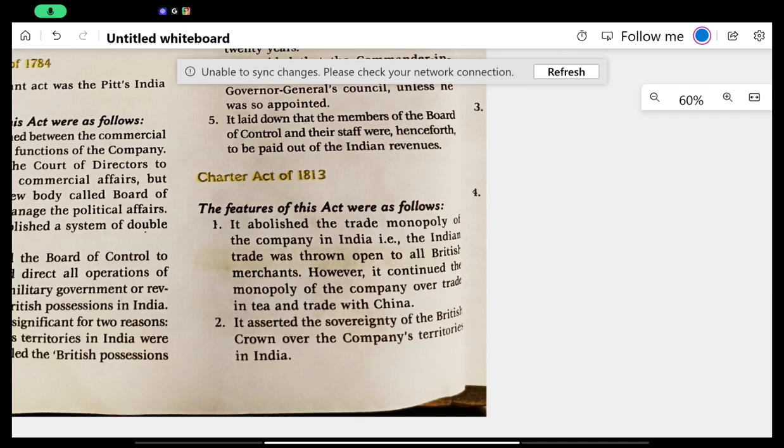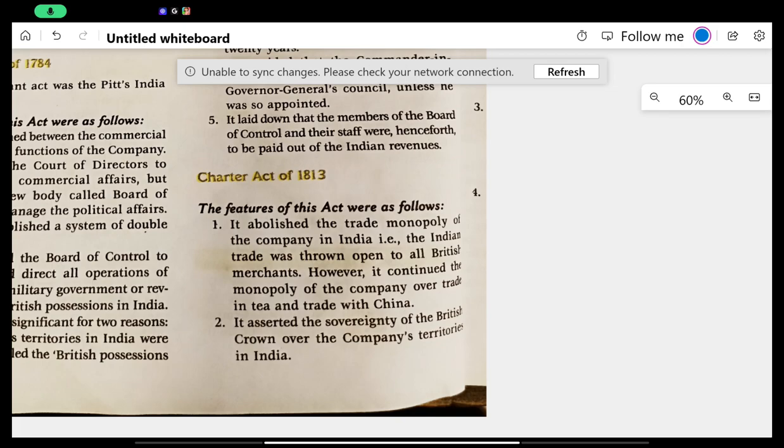It asserted the sovereignty of the British Crown over the company's territories in India. So it once again said that all the territories in India belong to the British government and not the company. So whatever we order you to do, you will have to do it. It again asserted it. Sovereignty means supreme power or authority.